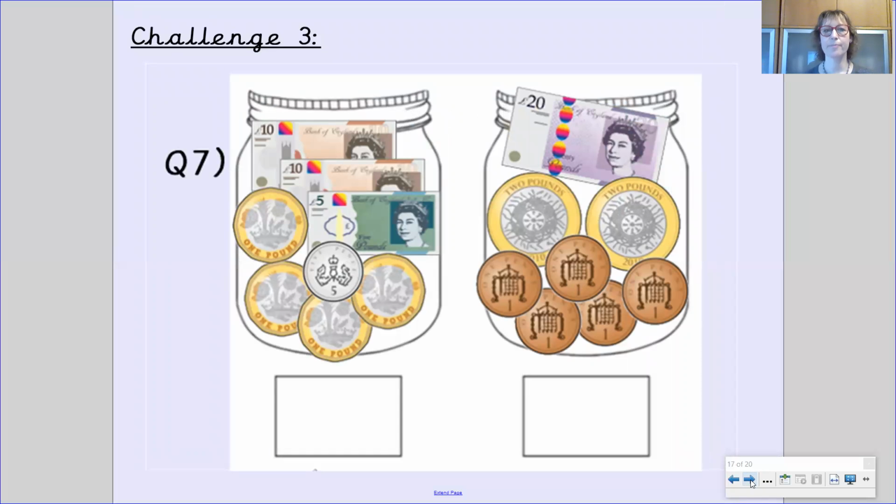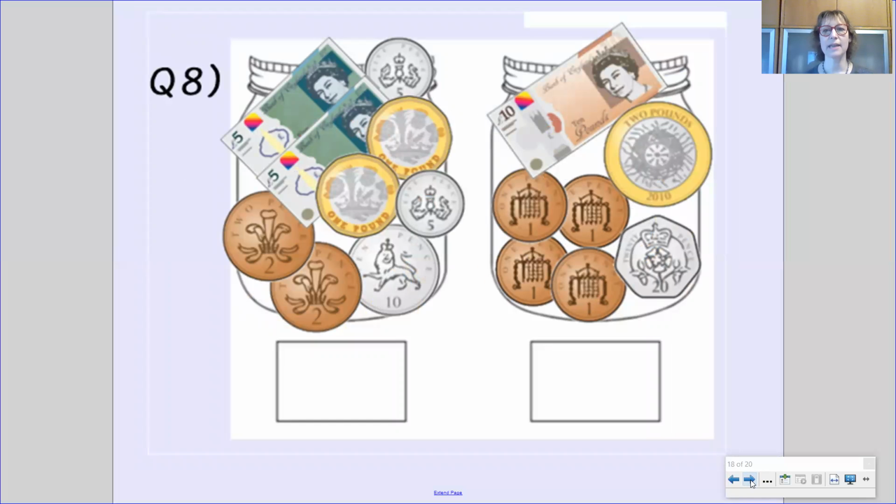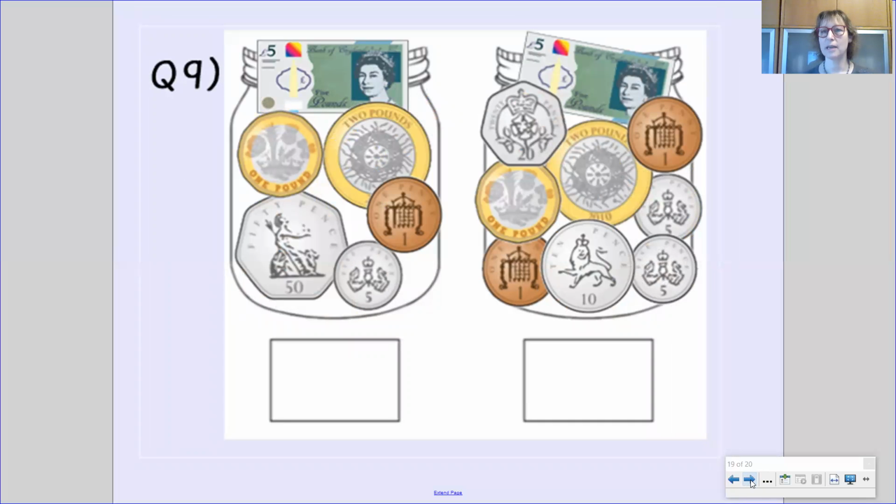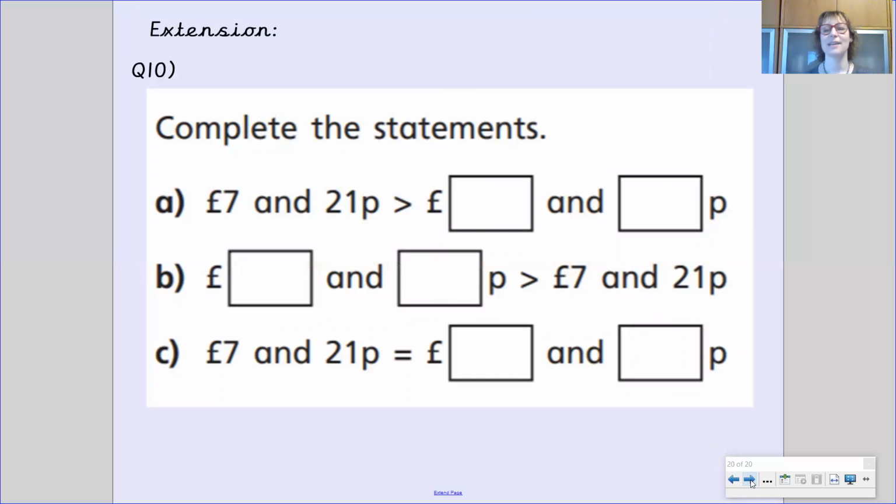Question 7. Question 8. Question 9. I think we need bigger jars. And then your final challenge, question 10. I look forward to seeing your work on Tapestry Gaudi Club.